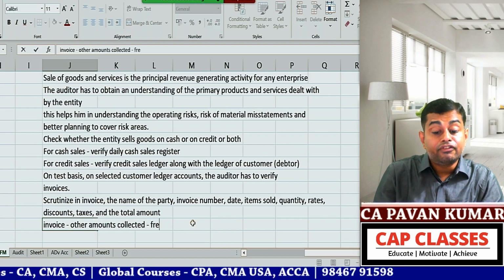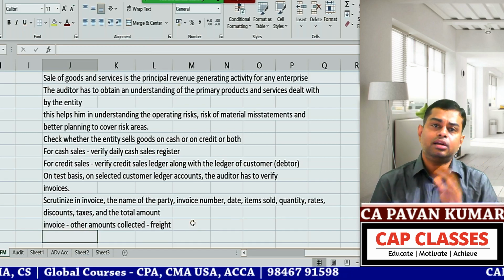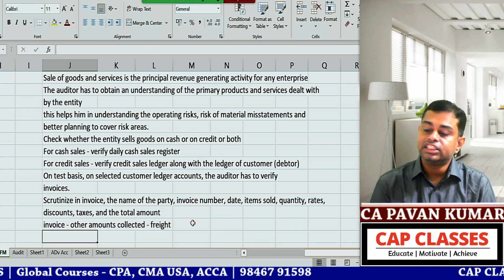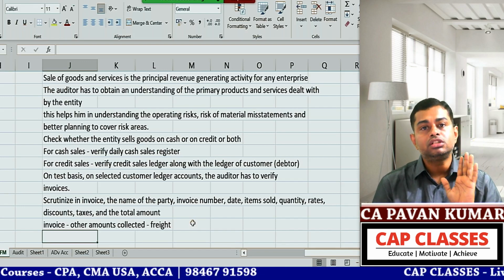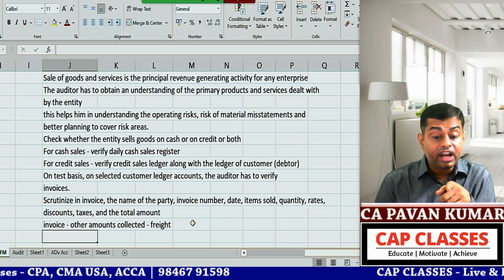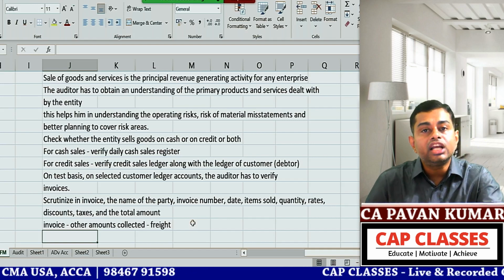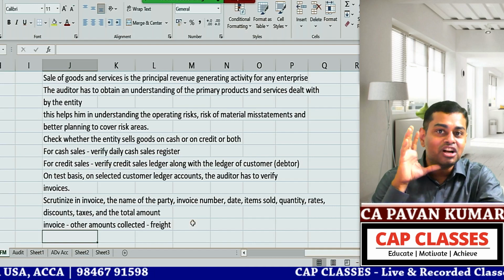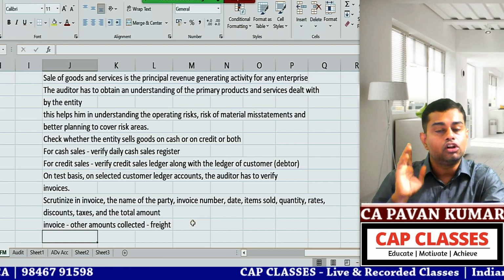For example, freight. You are sending goods to a customer, but you said, boss, freight is in your account. He said, okay, no problem, send, I will pay freight also. So you said 1 lakh rupees goods, 5,000 freight. That freight should be credited to other income account. It cannot be credited to sales account. Sales is not 1 lakh 5,000; sales is only 1 lakh. 5,000 is freight collected.